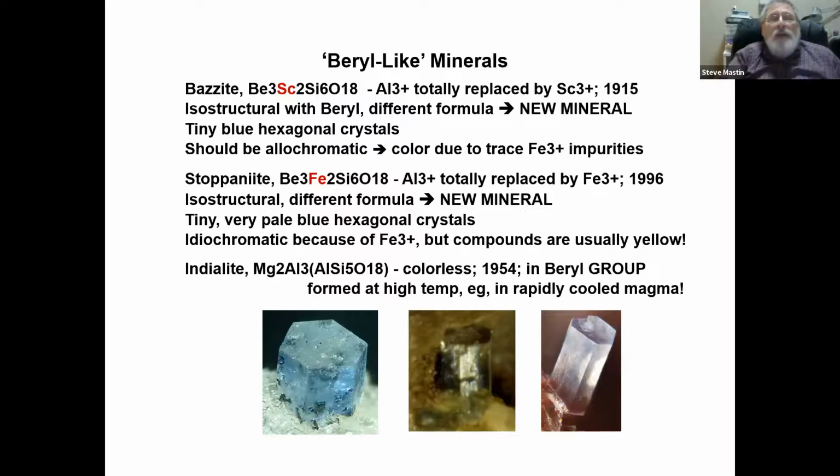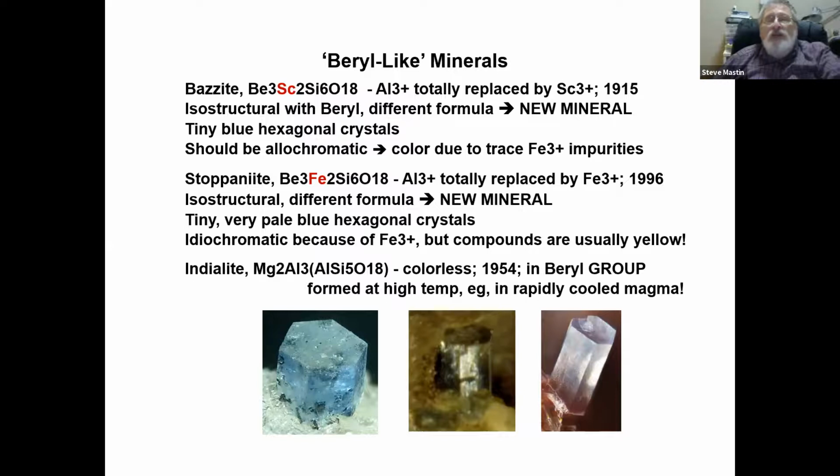And then there's stoppaniite, and that's the crystal in the middle. And in this case, all of the aluminum has been totally replaced by ferric iron. And so it's idiochromatic. It should have the color of ferric iron, which is usually yellow, but it has these very pale blue hexagonal crystals. It's almost colorless. And again, people don't know exactly why, but it's isostructural, same structure as beryl, but a different formula, so a new mineral.